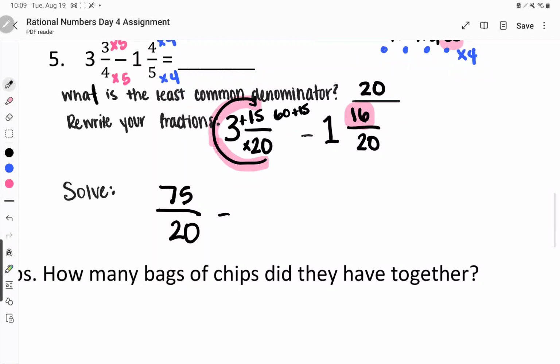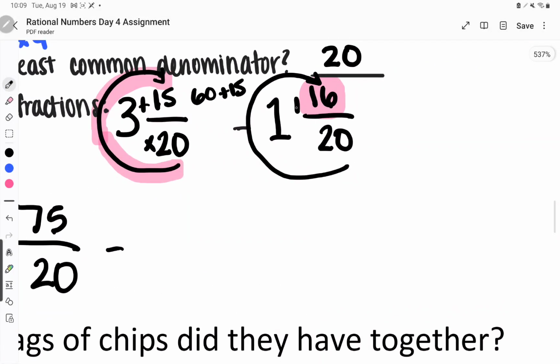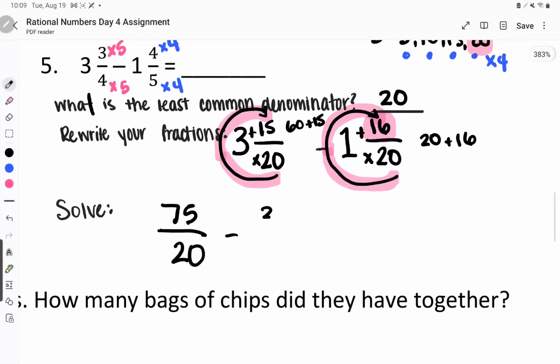Then I would subtract. We would start with this one with Texas, remember? So we'd start with 20 times 1. 20 times 1 gives me 20. And then I have to add my numerator, which is 16. So 20 plus 16, and that's going to give me 36. And then we keep it over 20.